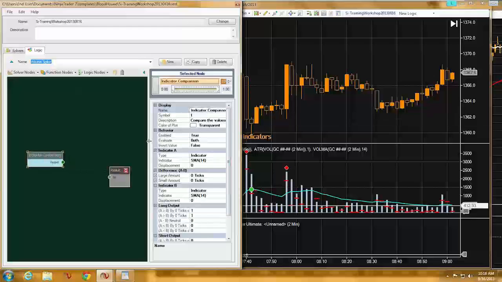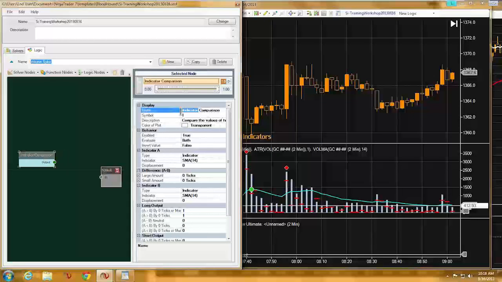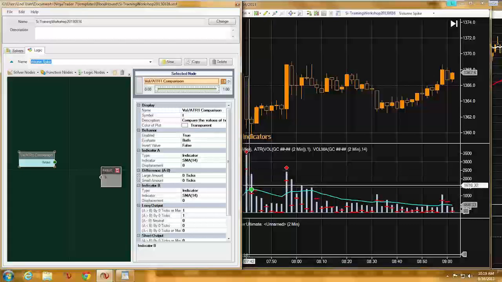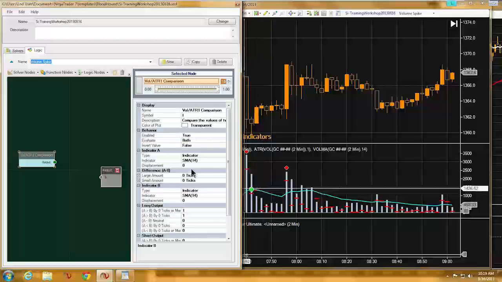All right. So let's name this first. This is volume to the ATR. And I'll put the period in there, so it's an ATR 1 period. So in indicator A, our primary indicator is going to be the volume, and indicator B, our secondary indicator, will be the ATR, and on the next solver it'll be the moving average.